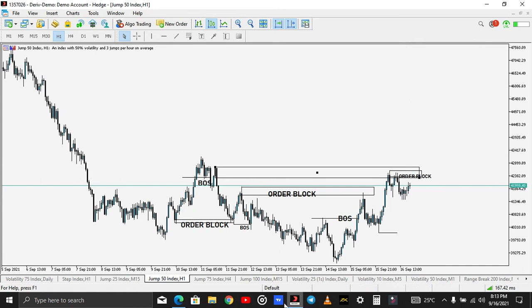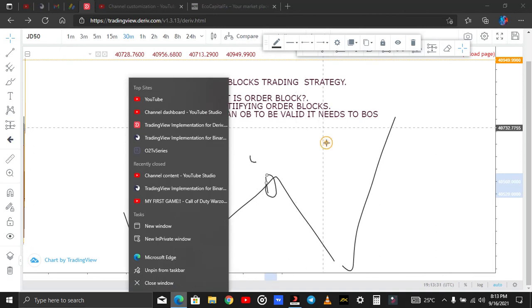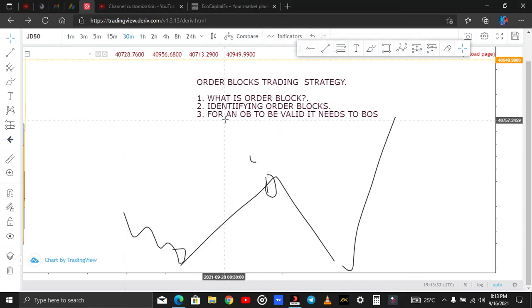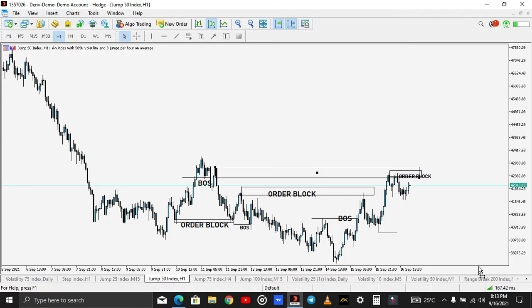Now, like I said here, for an order block to be valid, for an OB to be valid, it needs to break structure. Okay, for an order block to be valid, that order block needs to break structure. This order block here, I made this move.